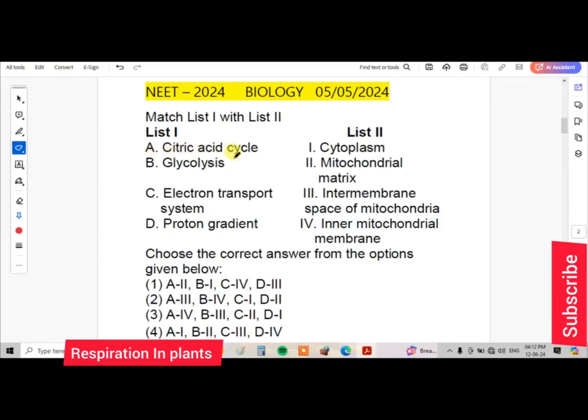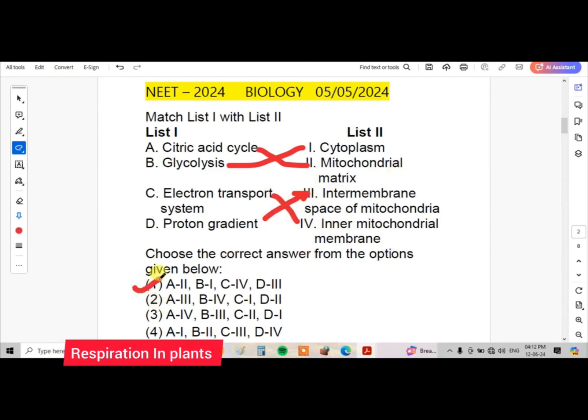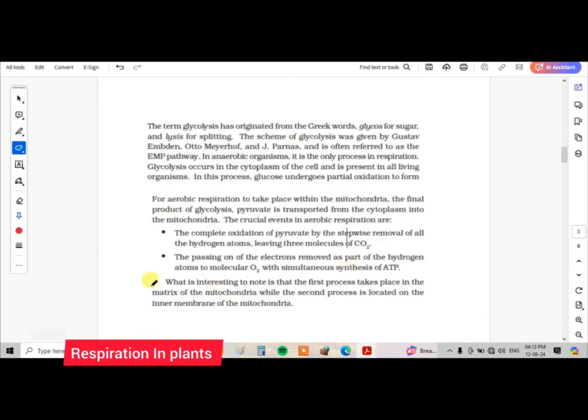Citric acid cycle, and it is in the mitochondrial matrix, and glycolysis is in the cytoplasm. Electron transport system is in the inner mitochondrial membrane, and proton gradient is in the intermembrane space of mitochondria, and it is option 1, 2, 1, 4, 3. You can see the NCERT lines here, and the question is from the chapter known as respiration in plants.